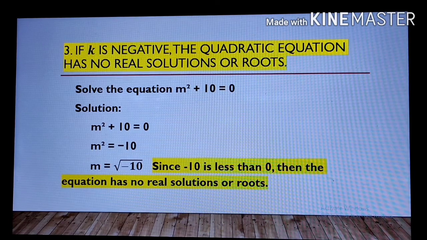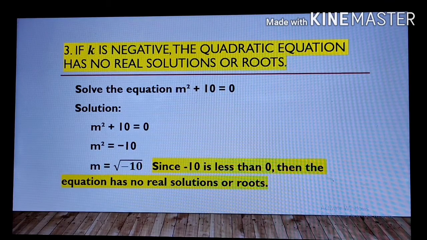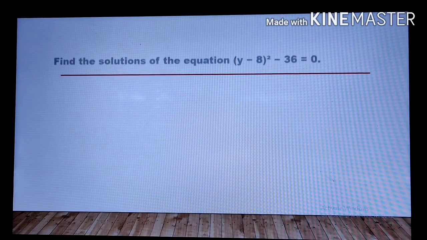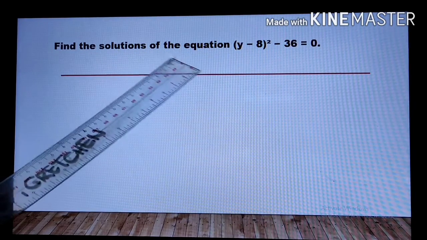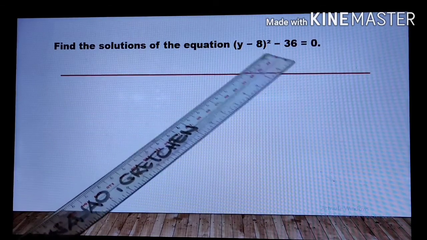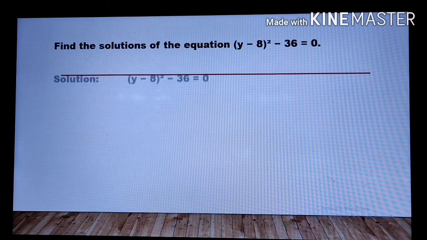So, yan lang tatandaan nyo ha. If ang k is negative na, ibig sabihin wala na siyang real solutions or roots. So, yan lang yung kanyang final answer. Then, next, I have here example. Find the solutions of the equation, the quantity of y minus 8 squared minus 36 is equal to 0.